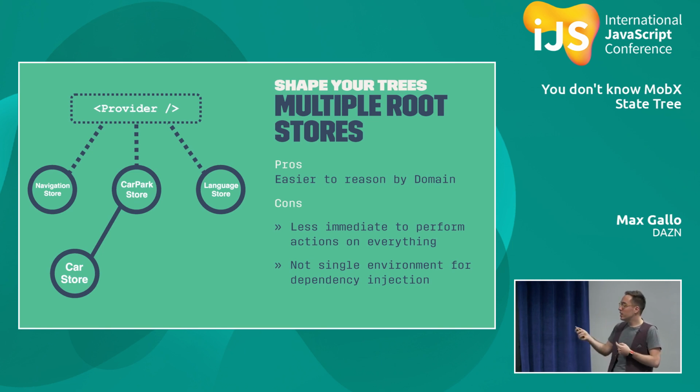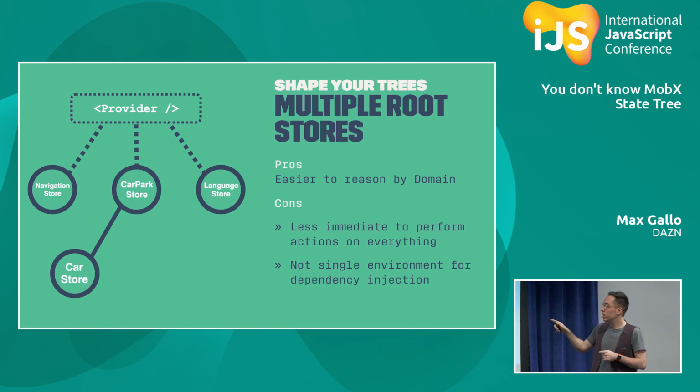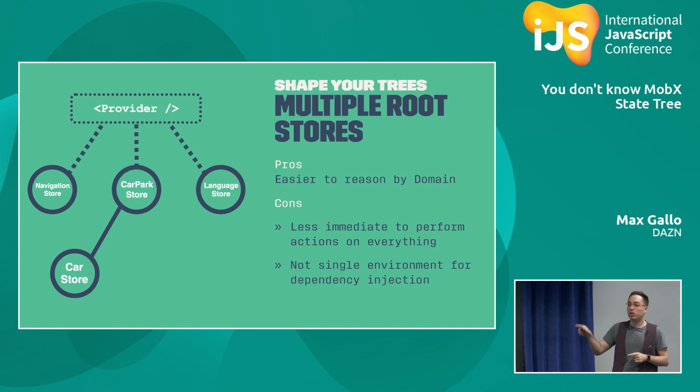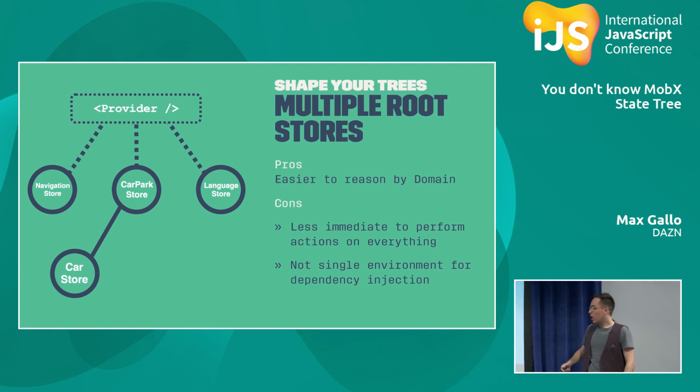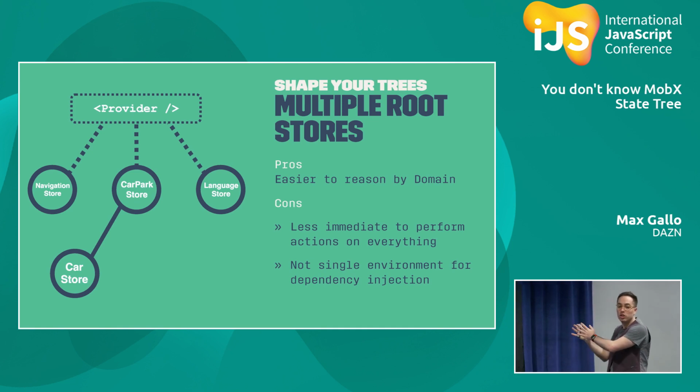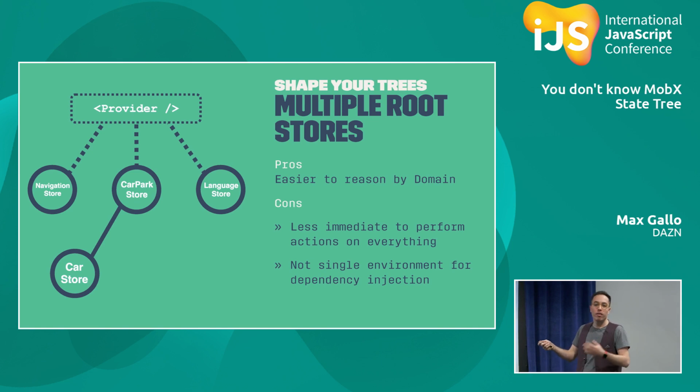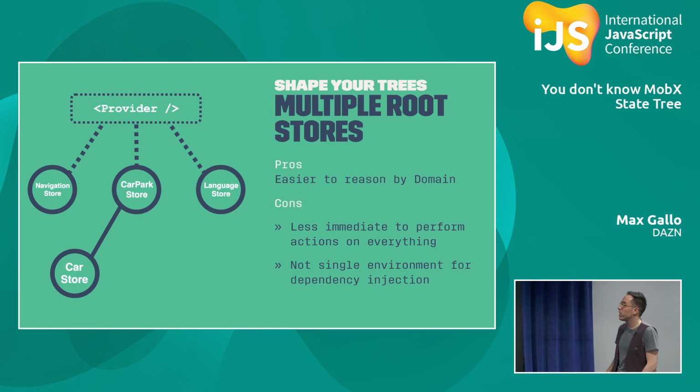Just be aware that in this case, if you need to perform a lot of actions on your whole state, you may need to do that on each single tree. And again, since we have multiple trees, the dependency injection, our environment, is not shared among different trees. Each tree has its own dependency injection. So if I'm injecting something here, I have to inject it here as well if I need to, and here as well. So I need to do that three times.